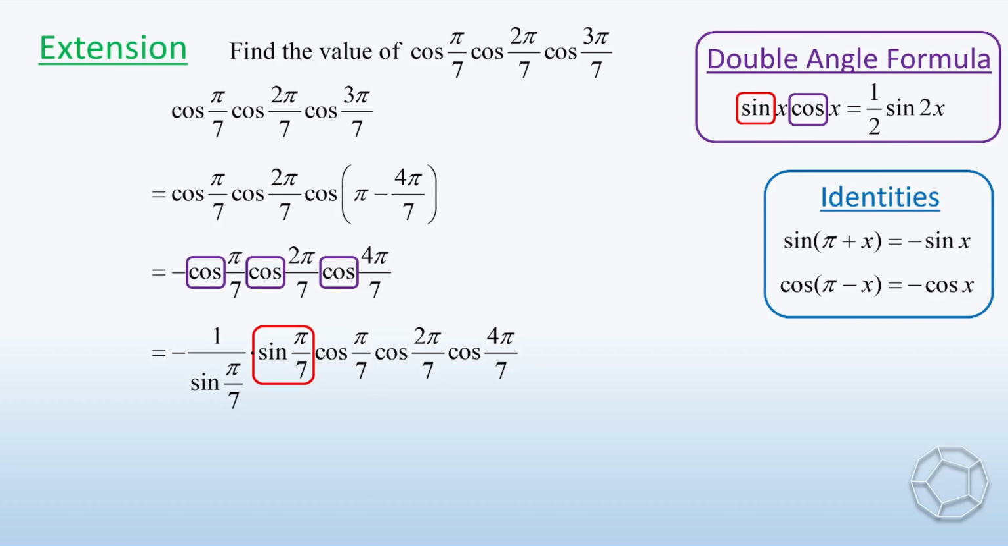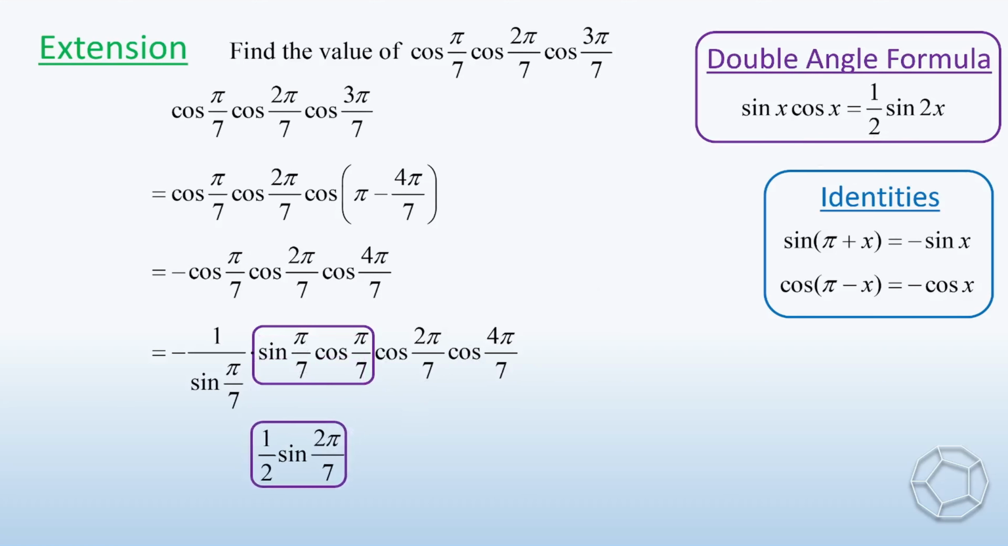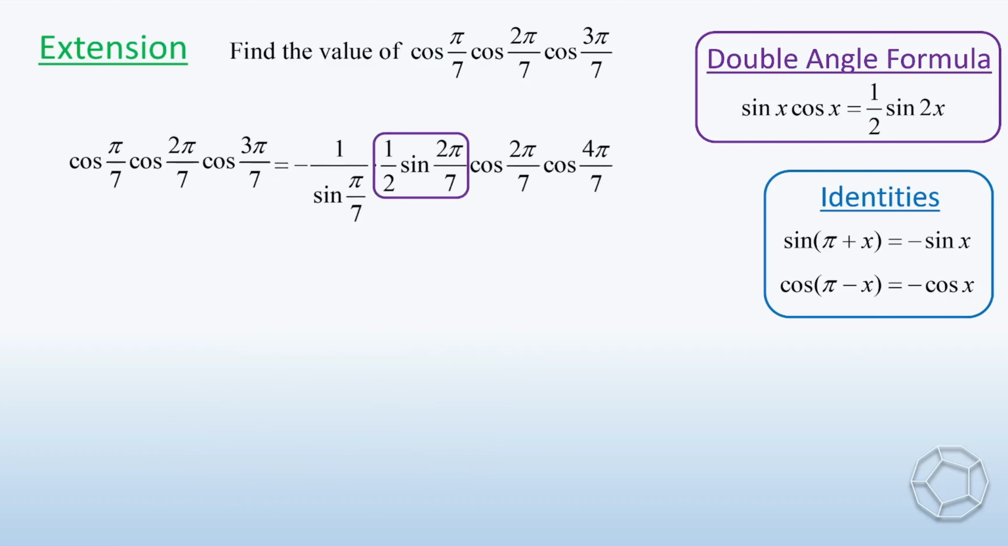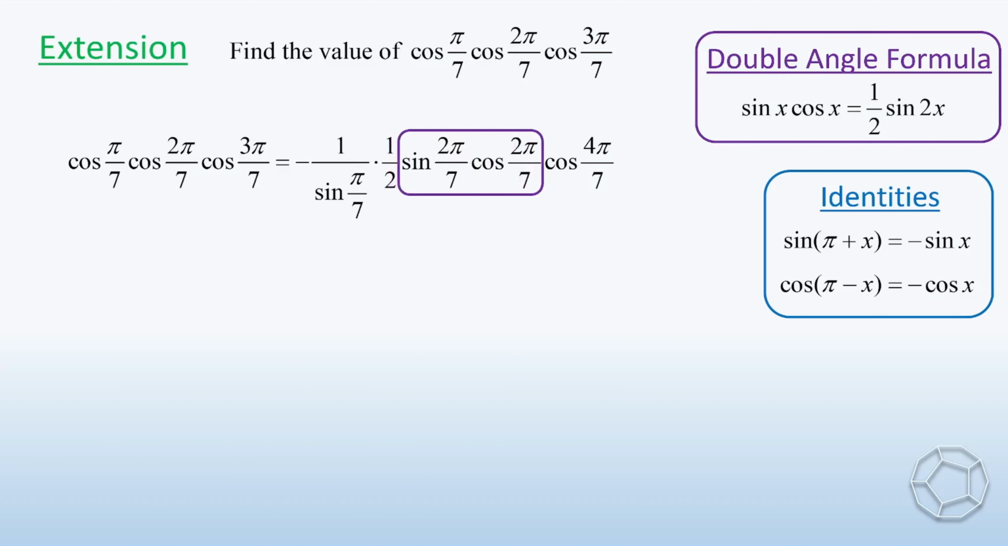Let's look at the first two terms, sine pi over 7 times cosine pi over 7. By the double angle formula, it is equal to 1 over 2 sine 2 pi over 7. Copy the rest of the terms. So what's next? We have to form sine 2 pi over 7 times cosine 2 pi over 7. Then apply the formula for the second time. It is equal to 1 over 2 times sine 4 pi over 7.